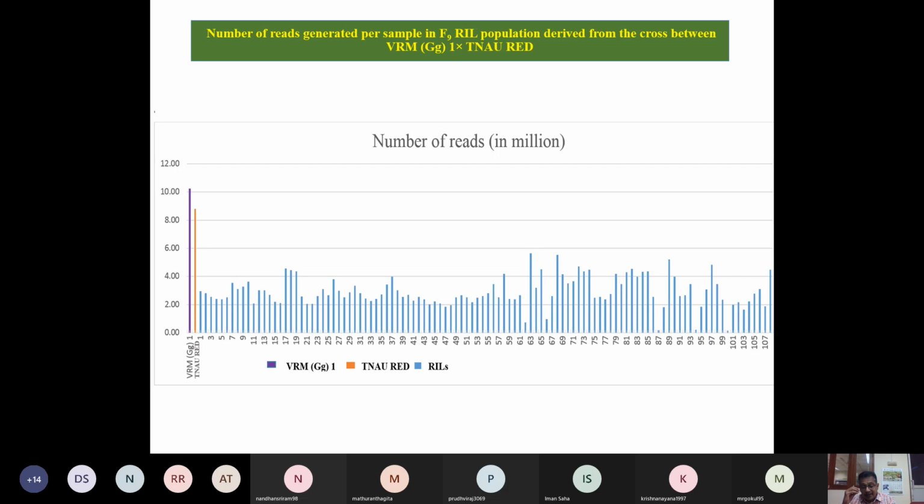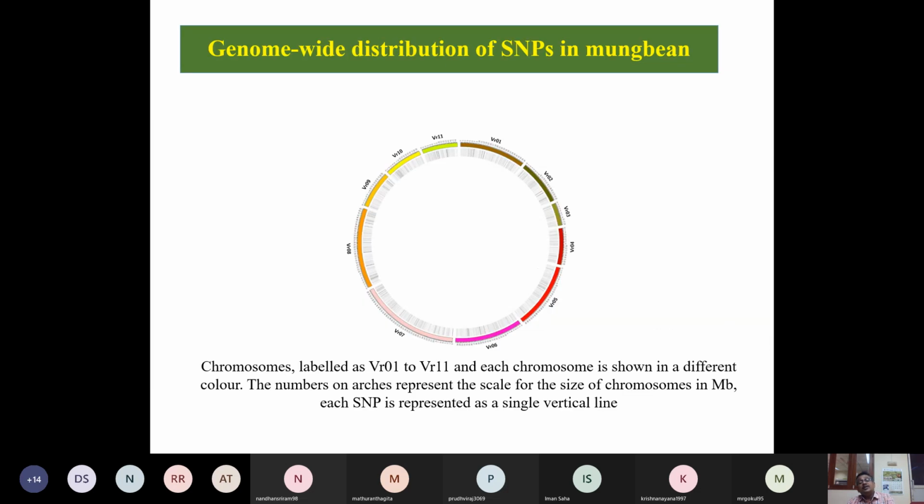So we should understand these things when we read a paper. First of all, whether the parents are deep sequenced in order to find the polymorphic SNPs. If the parents are deep sequenced, in this case 8 and 10 million reads, then how many reads they got in the individual RILs, in this case a minimum of 2 to 4 million reads for individual RILs. So this is also very good information. Then this is the distribution of SNPs.